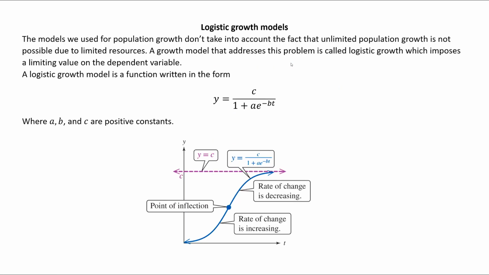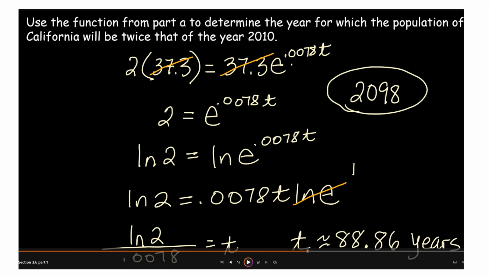All right, logistic growth models. All right, we're back to growth models. Remember before when we talked about the population of California and how it would take 88.86 years for that to double. So we said it would double by 2098. So that basic exponential growth function gave us that prediction.